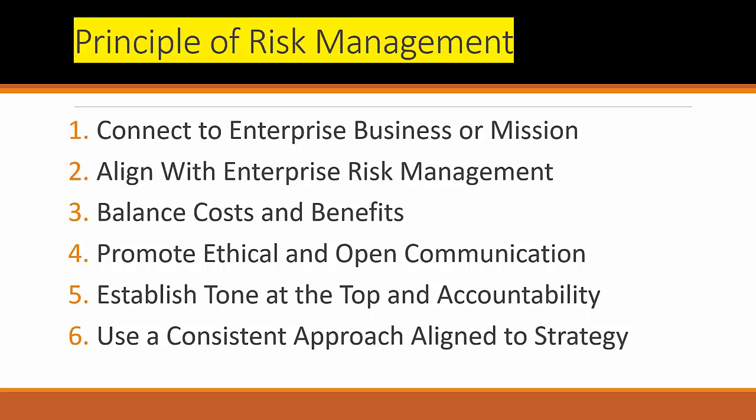That's a question. The principle of a good risk management is that it should connect to the enterprise business or mission. A good risk management is one which covers the context and relates to the business missions. It must be aligned with the enterprise risk management. It must help us balance cost and benefit. It promotes ethical and open communication. Then only the risk management will be effective. Make sure it is supported by the management, which is called establishing the tone at the top and accountability. And most important is to use a consistent approach aligned to the strategy.